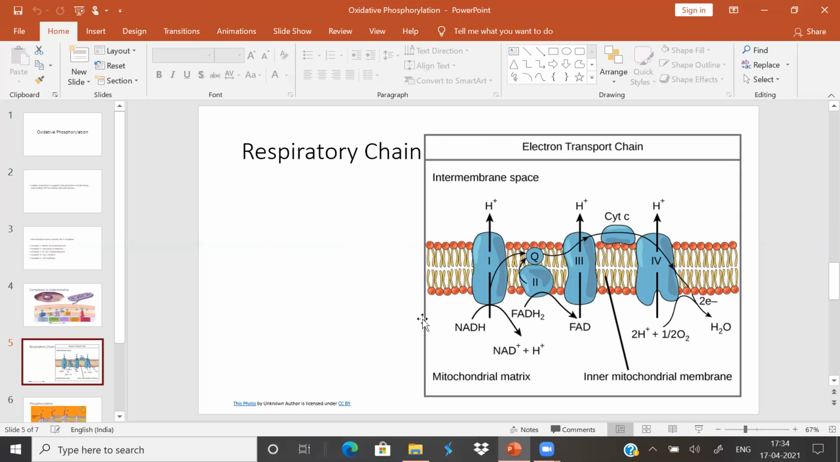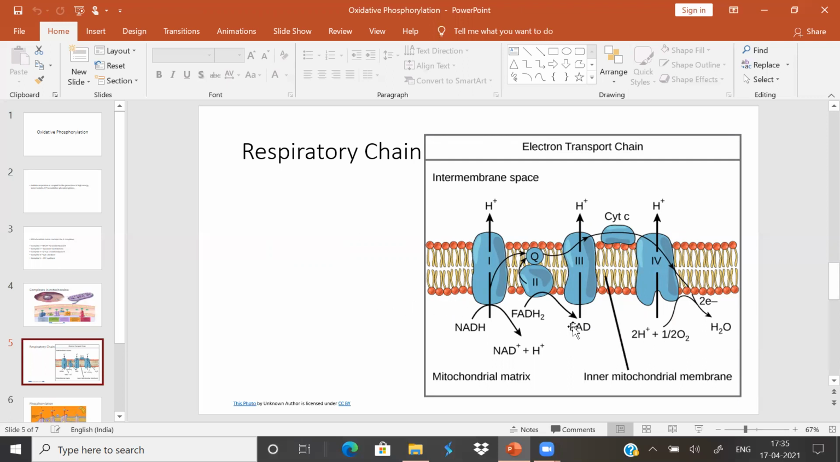The reducing equivalents that come from the different metabolic pathways enter into the respiratory chain either via complex 1 or via complex 2. They donate the electrons, and these electrons are transported through the carrier proteins, and ultimately they form water. They are oxidized and form water.